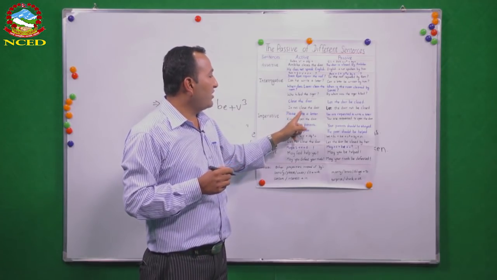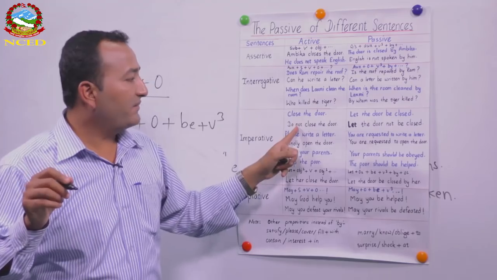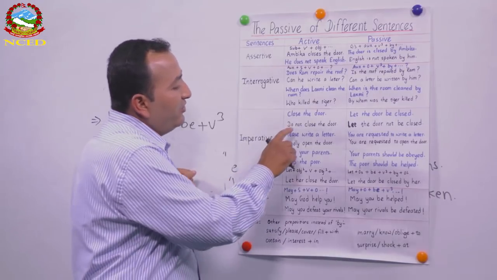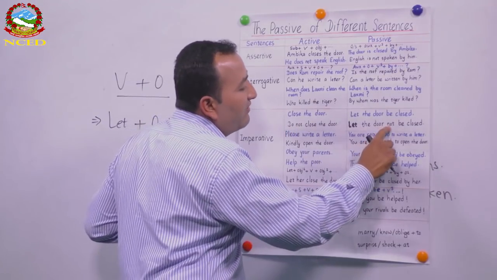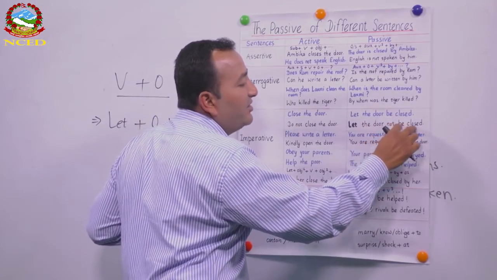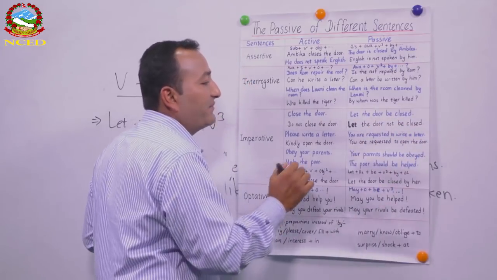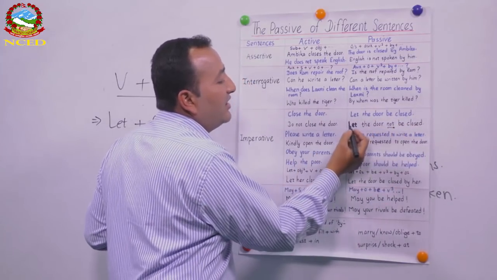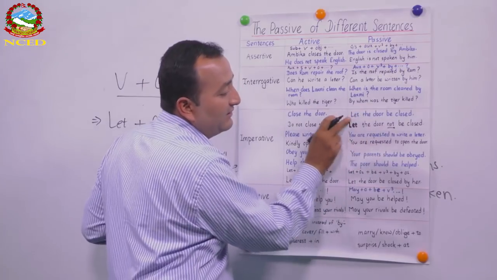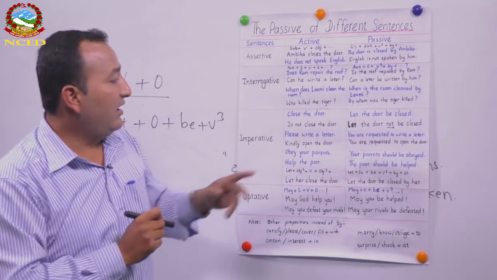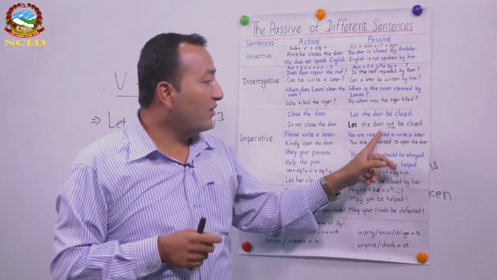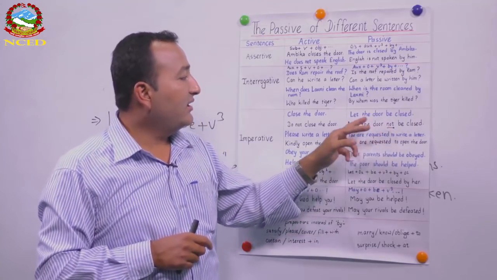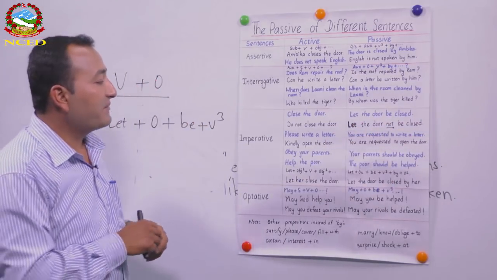Do not close the door. If the sentence is negative, what to do then? If the sentence is negative, this not is used right after the subject, before be plus verb 3. This is the position of not. Let the door, like the previous sentence, let the door not then be closed, because it is negative.